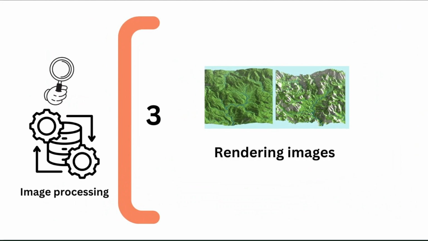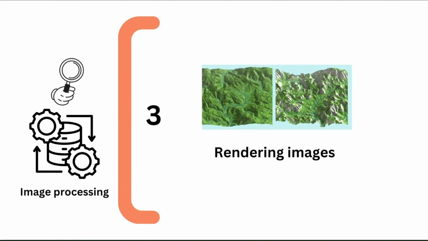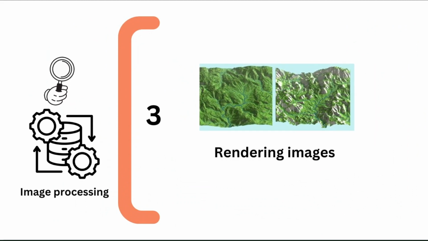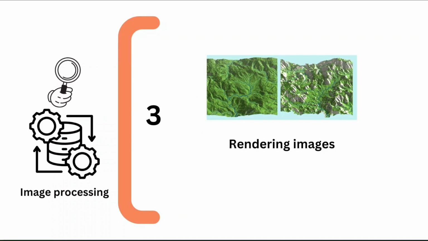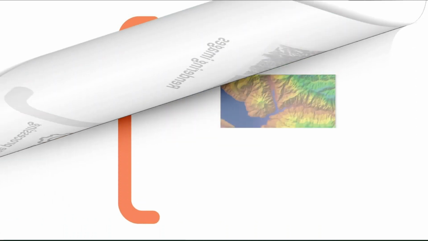Next we move on to rendering images. Rendering images typically refers to generating synthetic or computer generated images. When real training data is limited or expensive to obtain, rendering images allows for the creation of synthetic training data.